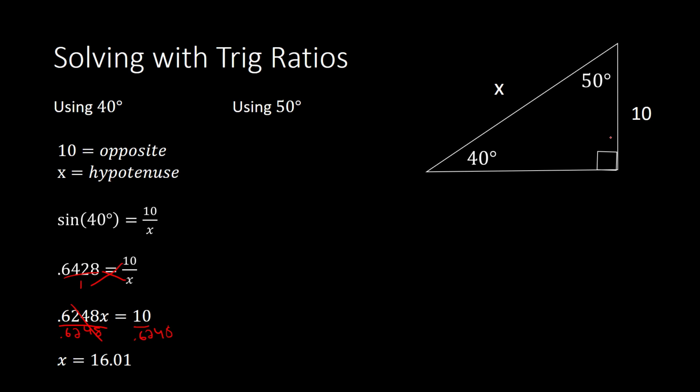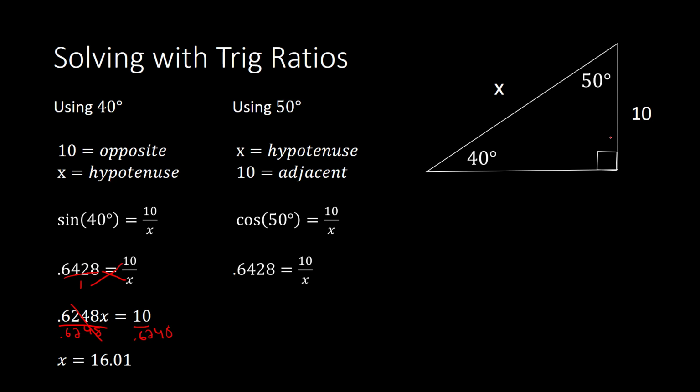Now if you were to use the 50-degree angle, then x would still be your hypotenuse, but 10 would now be adjacent. So the trig ratio that uses hypotenuse and adjacent is cosine. Cosine is adjacent over hypotenuse. So we can say the cosine of 50 degrees equals adjacent over hypotenuse, which is 10 over x. And then your calculator can do cosine of 50. Cosine of 50 would be 0.6428, and we have the same equation that we just had, where when we solve this for x, we would once again get 16.01.